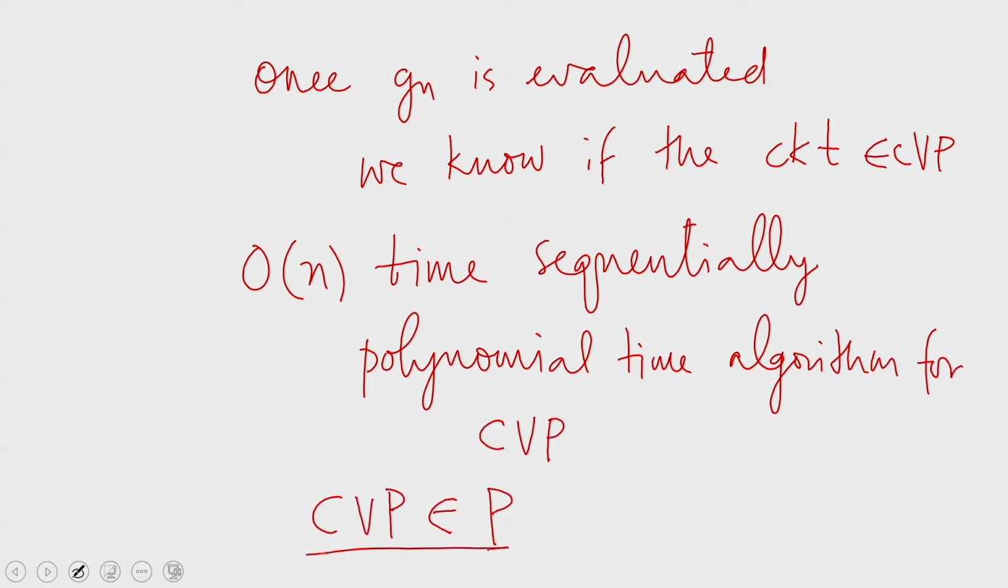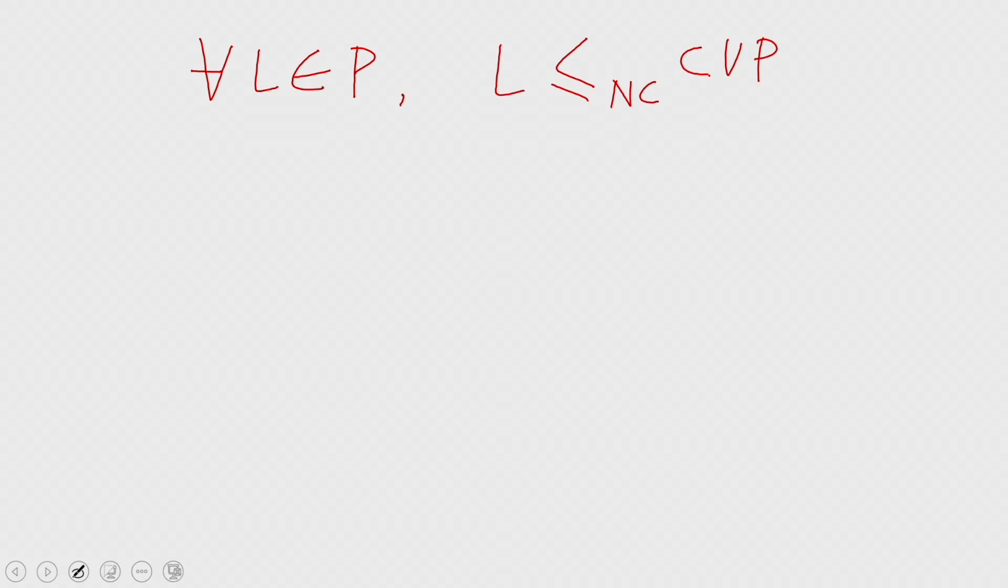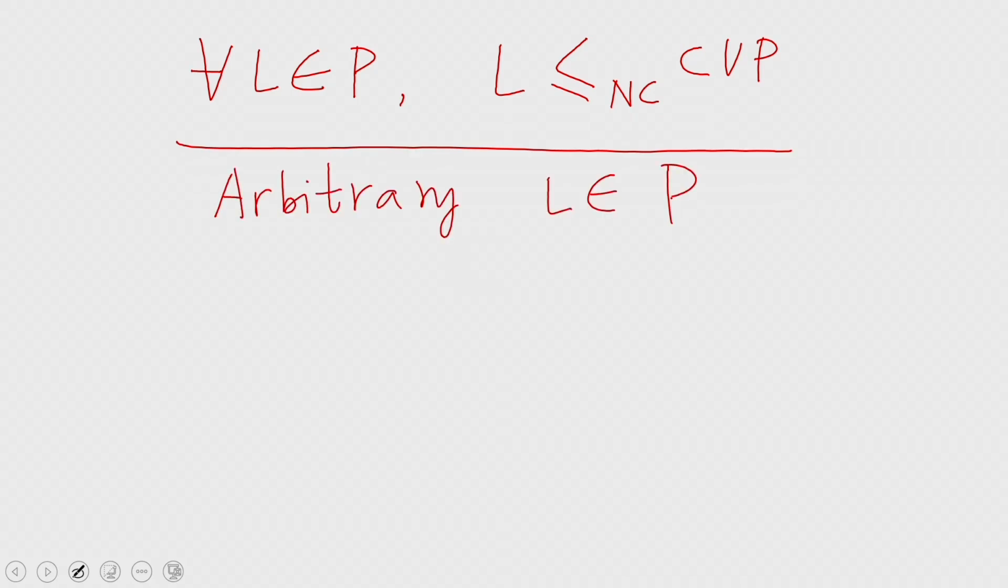So the first requirement is met. For CVP to be P-complete for NC reductions, it has to be in P first of all. That is satisfied. So now what remains to show is that for every language L belonging to P, L NC reduces to CVP. But then how do we show that? Let us say we take an arbitrary language L in P. So L is an arbitrary language in P.